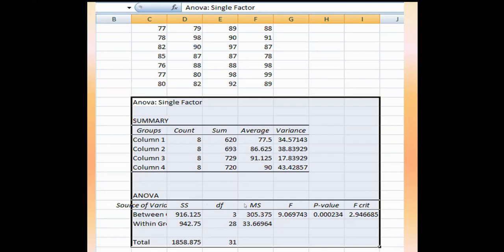So what we are observing is that the calculated value, that is 9.07, is very high compared to 2.94, the table value. F critical stands for the table value. This table value one can find by seeing at degrees of freedom 3 and 28. At 3 and 28, the value will be 2.94 at 5% level. So we are getting very much difference among the mean values, that is, the pressure mean values.